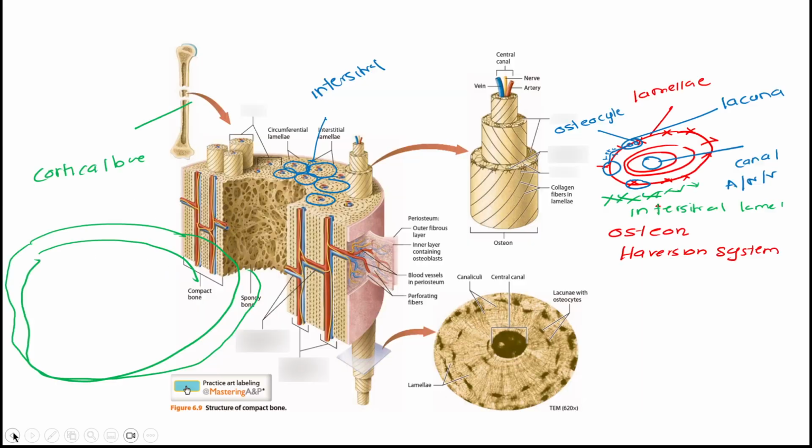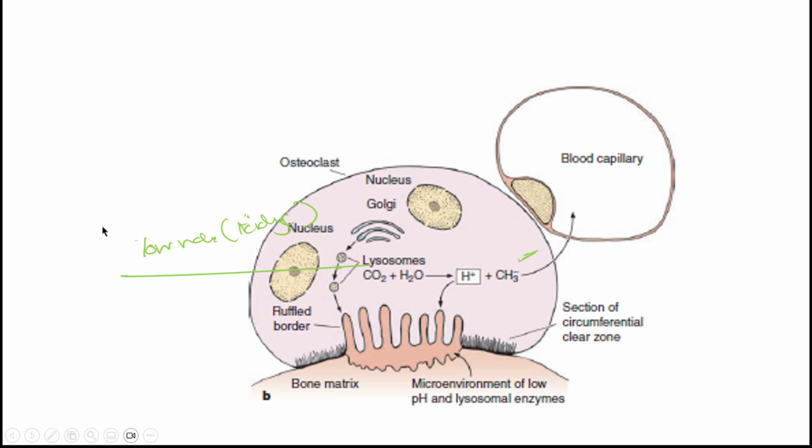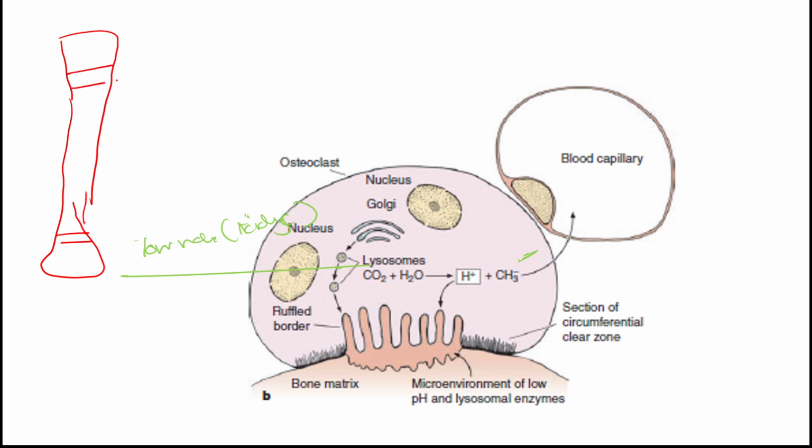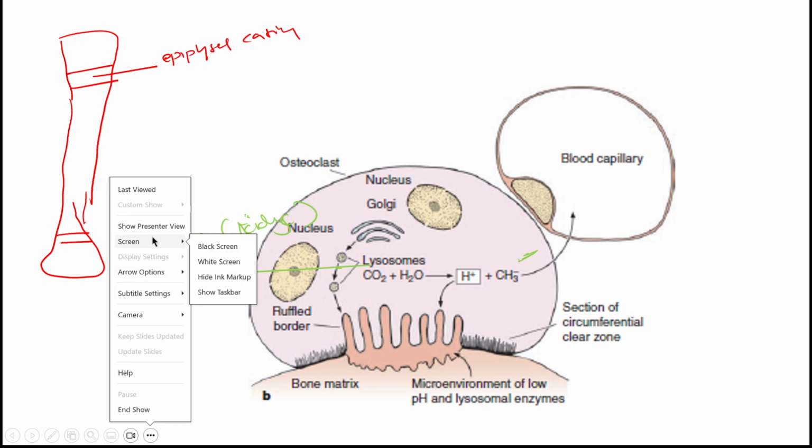Before going to the questions, now as I said, in a long bone you would see the metaphysis. In the metaphysis, you would see the epiphyseal cartilage. However, something that has to be stated is that this epiphyseal cartilage has a few zones. This is the epiphysis and this is the diaphysis. So it has a few regions or zones.